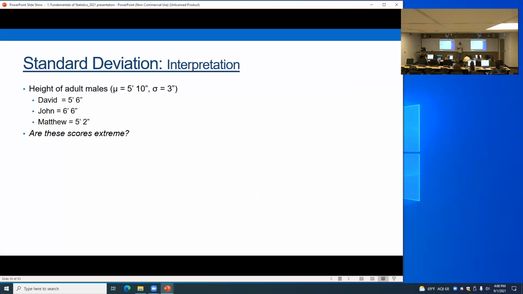So what I can do, assuming that whatever I'm measuring approximates a normal curve, is start to make inferences about magnitude based on means and standard deviations. Let's say we've got the height of adult males. I pulled this from Wikipedia or something like that. Say average height 5'10", standard deviation 3 inches.